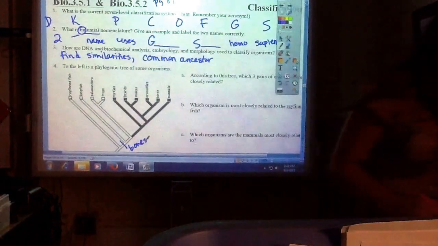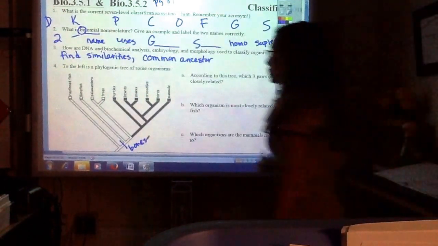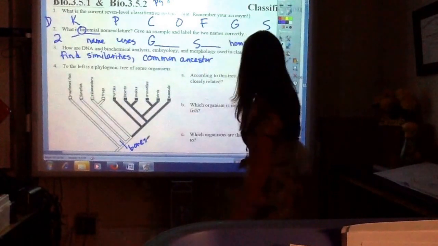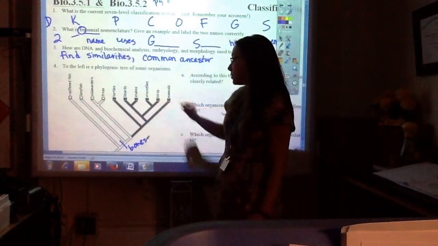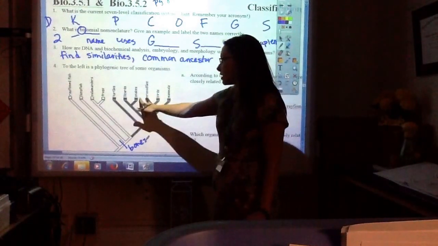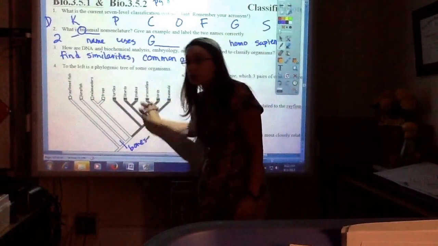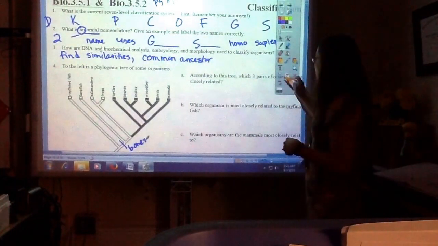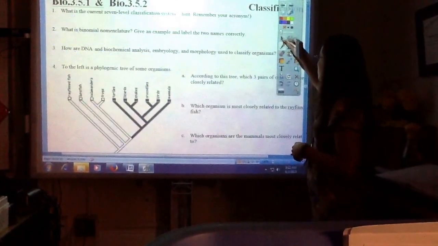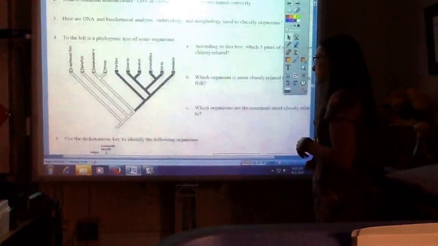I have 1 minute to wrap it up. And so when we look at this section, you should be able to see which 3 pairs are most related. Is it the mammal and the bird and the crocodile and the snake? You should be able to look at this tree and see who's most related and who's closely related to the ray fin fish and who's most closely related to mammals.